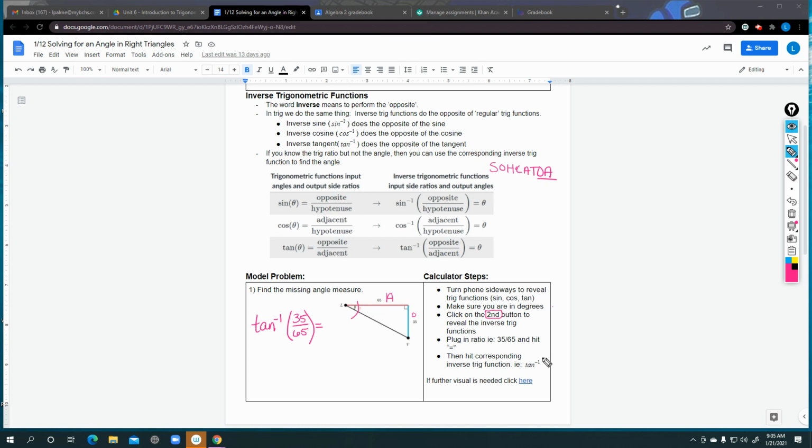If you're using an Android, most Androids, you can hit tangent to the -1. It will come up with a parentheses, and you can type in the 35 divided by 65, and it will work out for you. So tangent to the -1 of 35 divided by 65 ends up being 28.300755. Remember, we always round to the nearest hundredth, so approximately 28.30 degrees is our answer. That's our angle measure for angle L. Take a minute, pause the video, and work on your check for understanding, which is on the next page.